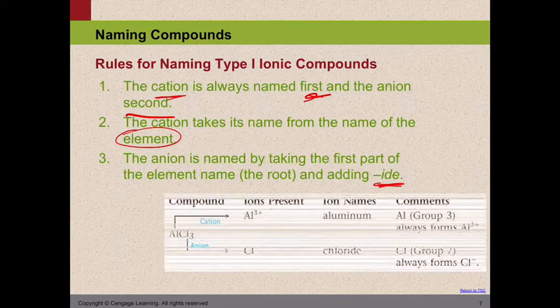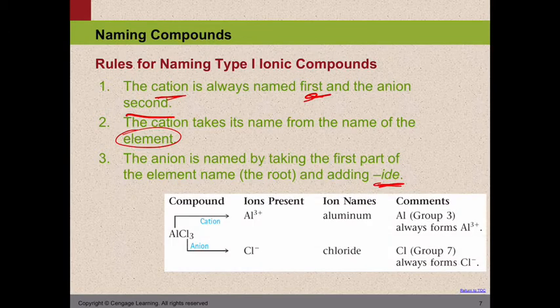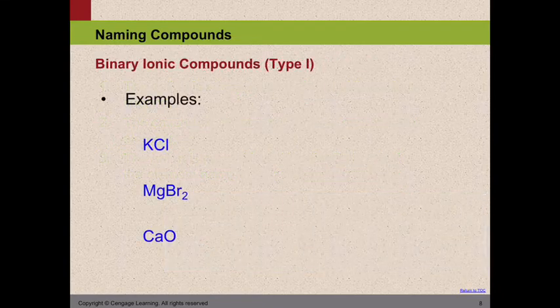So again, typical example, aluminum. Aluminum is a +3. We call it aluminum. Chlorine, when it becomes an ion, we call it chloride. And so this AlCl3 is called aluminum chloride. Take a look at these 3 examples. What I'd like you to do is pause the video, answer the 3 questions, and then start it back up.